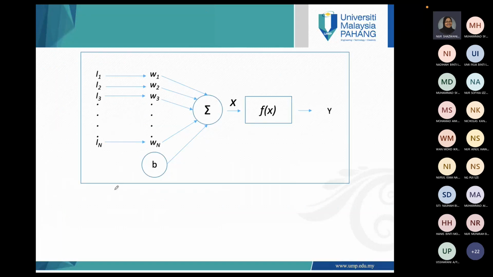Okay, this is the architecture of the artificial neural network. This is input, this is weight, this is bias, and then this is output. You have to remember, maybe it will be asked in the quiz next week.